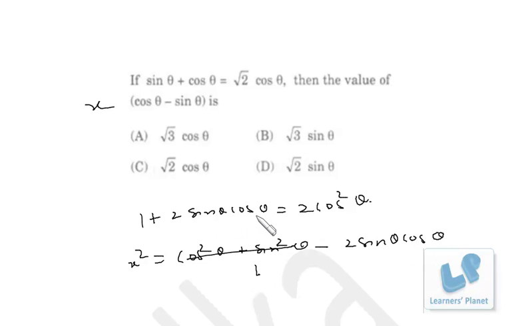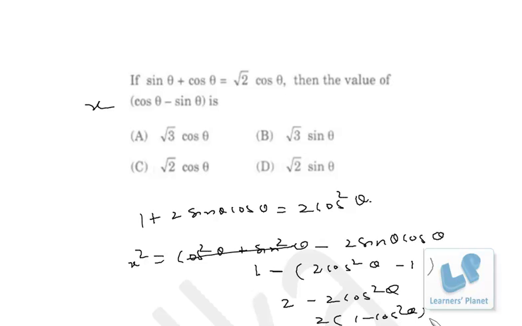Now 2 sine theta cos theta, the value is 2 cos square theta minus 1, right? So I put up the value. So this is 1 minus 2 cos square theta plus 1. So that is 2 minus 2 cos square theta, or 2 times 1 minus cos square theta. So 1 minus cos square theta is sine square theta. So x square is equal to 2 sine square theta. That means x is equal to root 2 sine theta. Pretty simple. I hope that's clear to you.